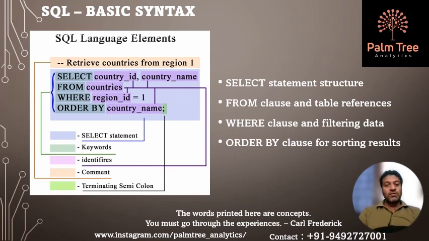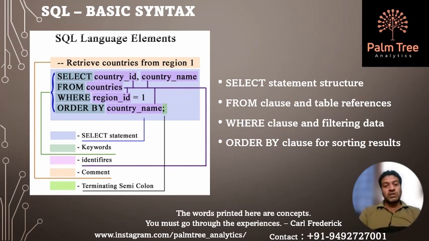From clause. The from clause identifies the table or tables from which we want to retrieve data. Where clause. The where clause is used to filter data based on specific conditions. It allows us to retrieve only the rows that meet certain criteria.